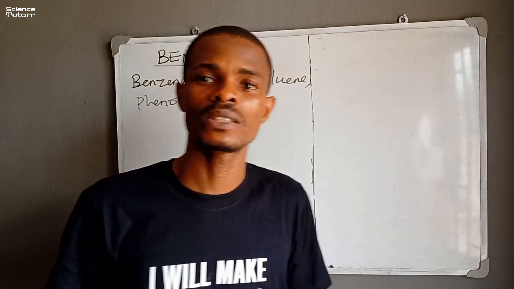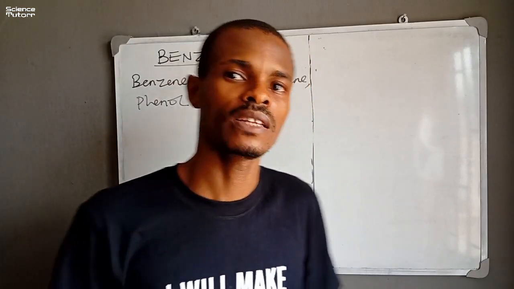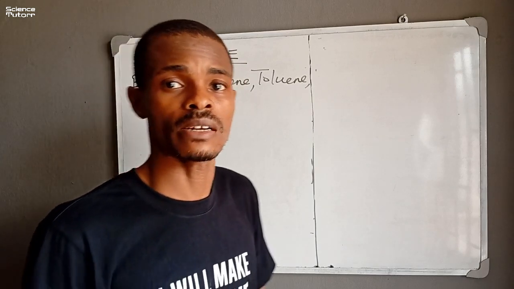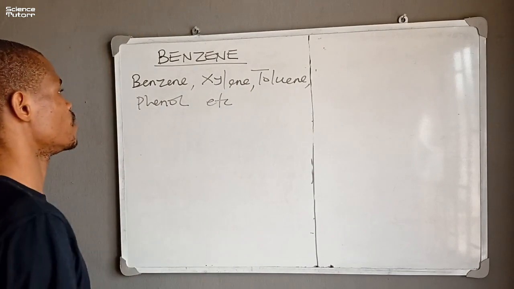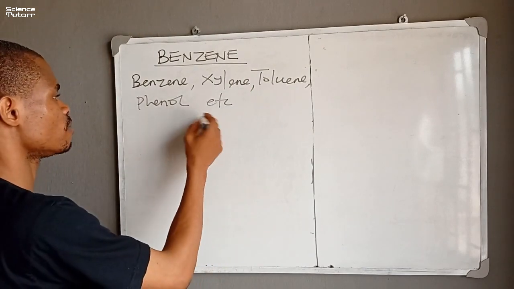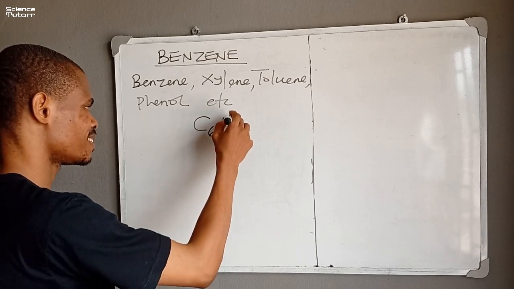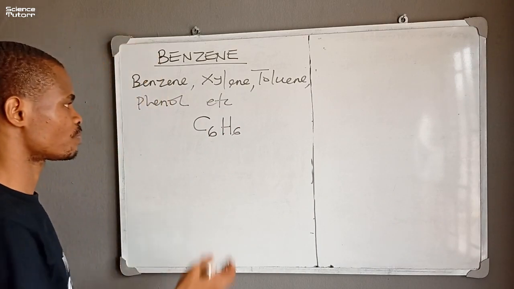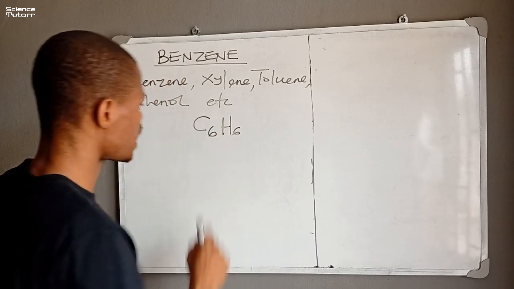So compounds that are benzene and related to benzene are basically aromatic compounds. They have similar characteristics, similar resemblance to some extent. So benzene basically has the molecular formula C6H6. In terms of the structure, 6 carbon attached to 6 hydrogen.